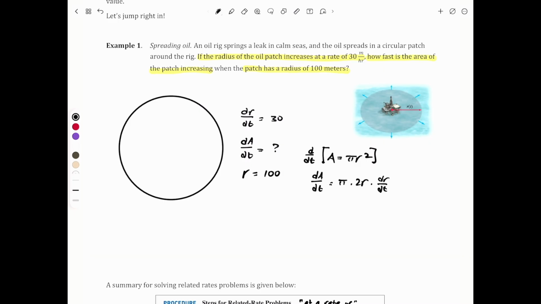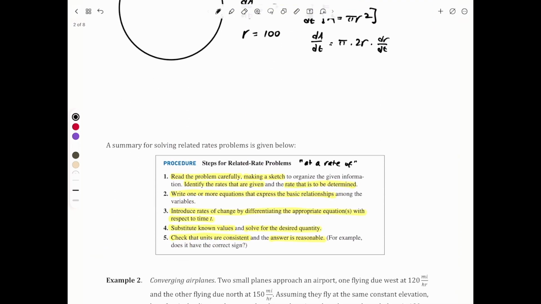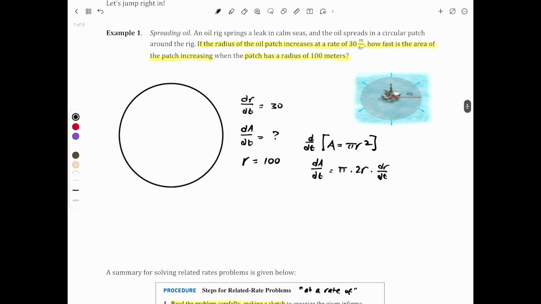All right, we've got our equation. Step number 4 reminds us to substitute the known values. Well, I've got dr dt is 30. I have r is 100. And I have pi. I'm going to rewrite that if you don't mind. We have dA dt is what I don't know. This equals pi times 2 times r, which is 100, times 30. And if you multiply this all out, you get 6,000 pi.